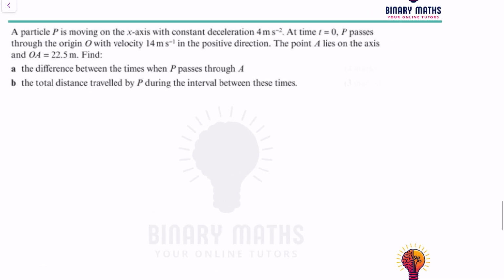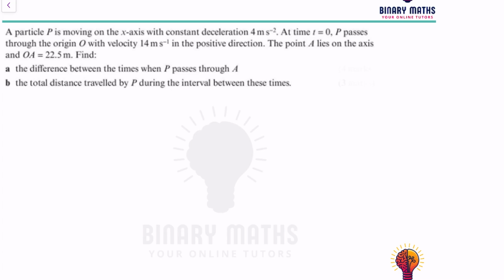Next question. A particle P is moving on the x-axis with constant deceleration of 4 meters per second squared. At time t equals 0, P passes through the origin with velocity 14 meters per second in the positive direction. The point A lies on the axis and OA is equal to 22.5. Find the distance between the times when P passes through A.